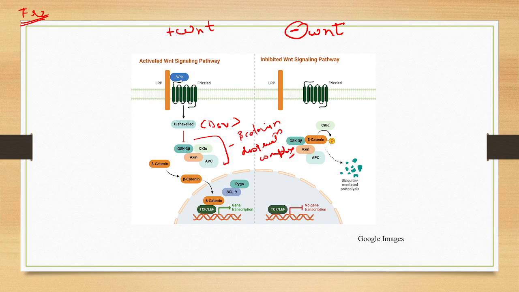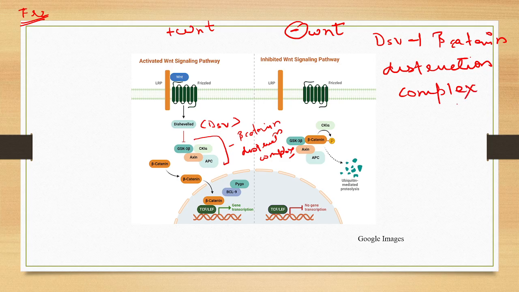So when Wnt protein is present, your disheveled is activated. And this activation of disheveled inhibits the beta catenin destruction complex. So we can say that disheveled inhibits the beta catenin destruction complex. And what are the components of the beta catenin destruction complex? GSK3 beta, CK1, axin and APC. These are the components of the beta catenin destruction complex. So beta catenin is not degraded, it goes to the nucleus and it causes gene transcription.